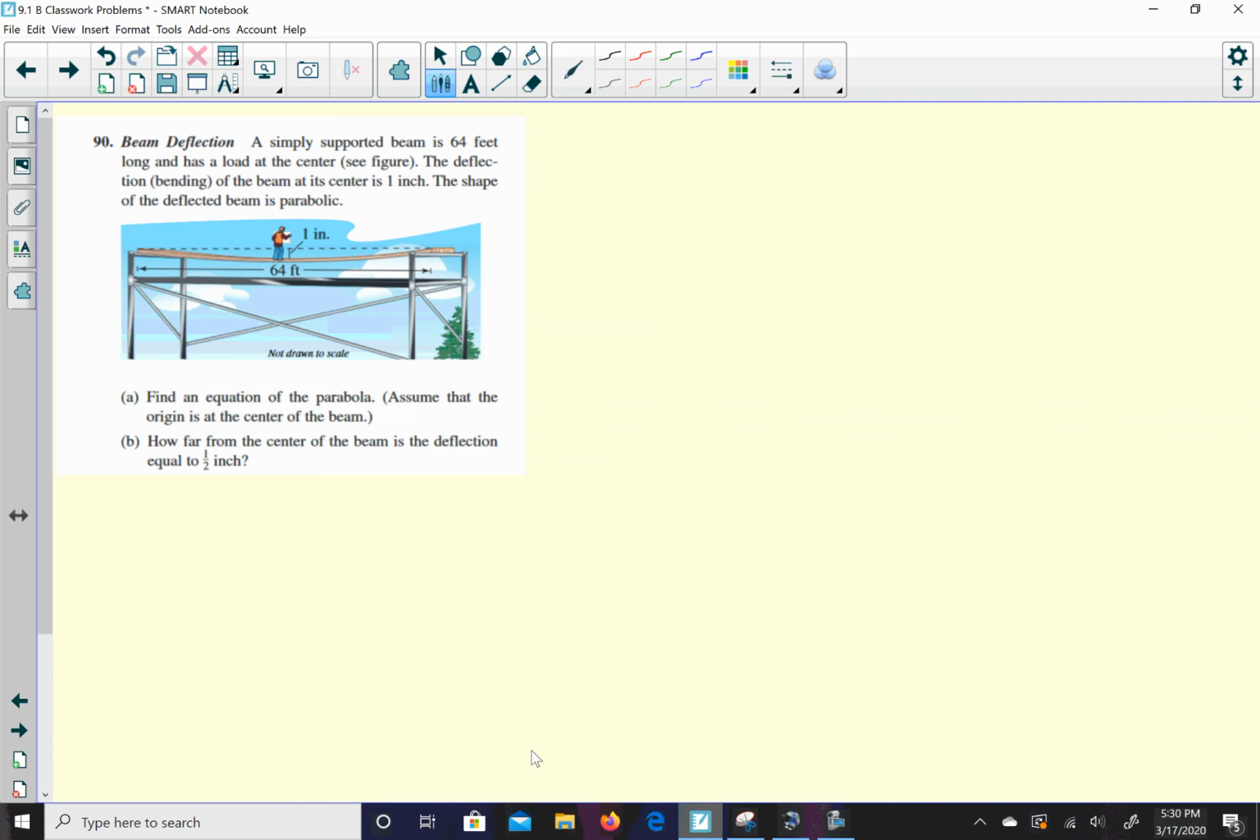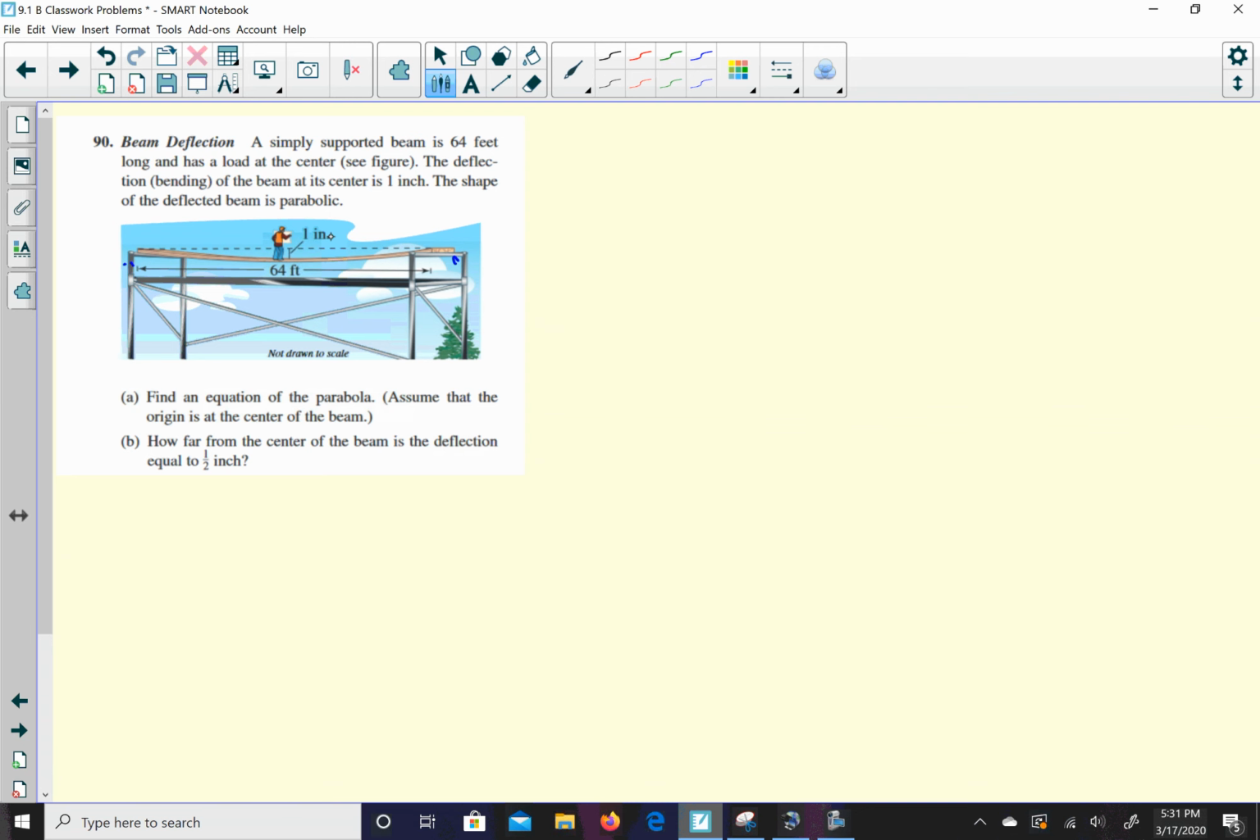Okay, the next one, the beam deflection. So you have this worker who's on this beam that's 64 feet long, and he's standing at the center. And what he notices when he's standing at the center of this, from here to here, 64 feet, is that he goes down 1 inch. Like the board kind of bows 1 inch. And so it wants me to find the equation of a parabola, assuming that the origin is at the center of the beam. So they're telling me where to put the origin.